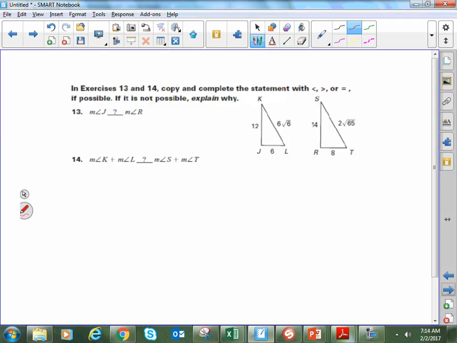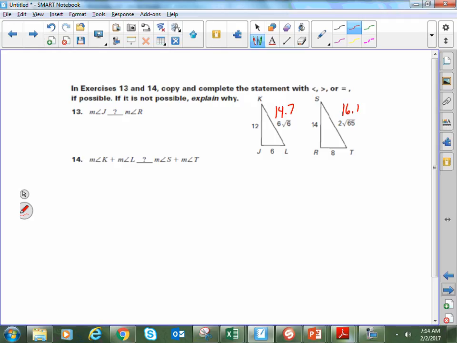So here, let me grab my calculator. I forgot to grab my calculator because I don't know exactly what 6 radical 6 is as a decimal. So 6 radical 6 as a decimal, we'll just say it's about 14.7. And then 2 radical 65 is about 16.1. So for instance, in question number 13, we want to know, is angle J equal to angle R, or is it greater than or less than angle R?